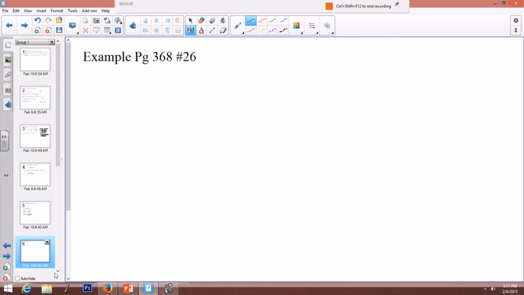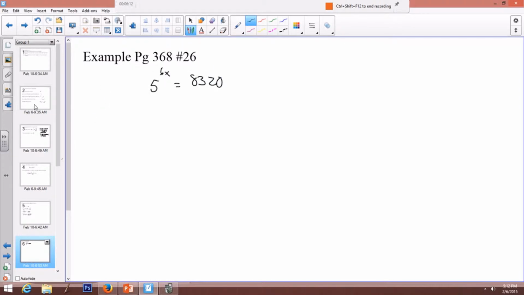But I thought we'd start off with one of the review exercises, really the first half of the practice work. So I thought we'd start with number 26 there on page 368, and it is this one. It is 5 to the 6x is equal to 8320.